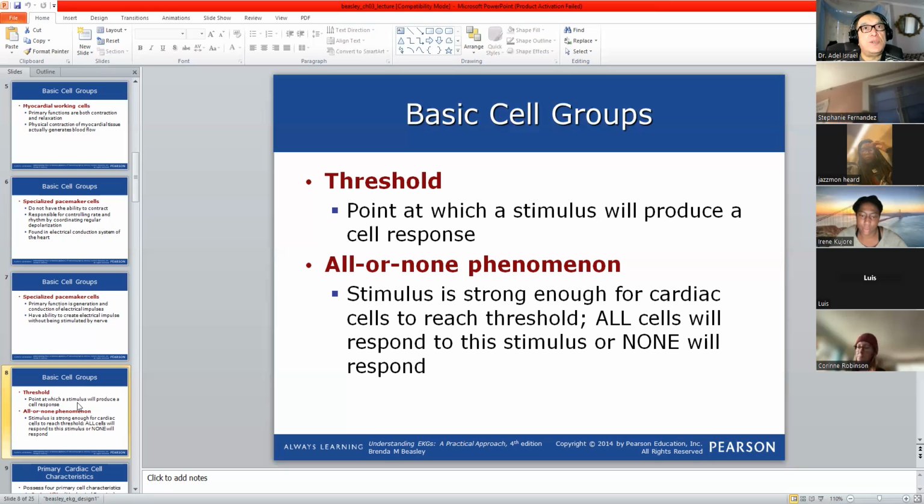What is the threshold and what is the phenomenon? It is all or none. What do we mean by all? All means all the cells working together, or none, none of them working together. We don't have a percentage. Clear?